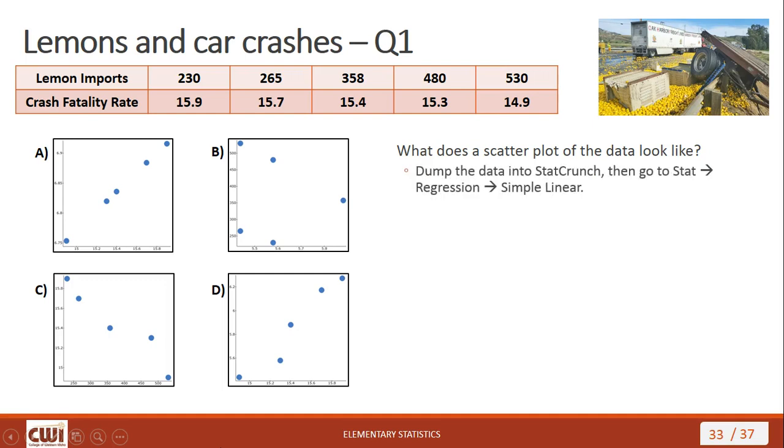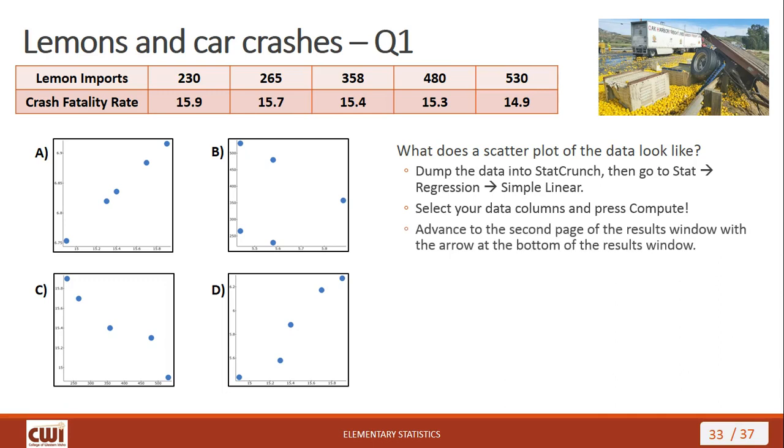So, again, dump the data into StatCrunch, look at Stat, Regression, Simple Linear. Then go to the second page there on your results window to get your scatter plot, once you select your data columns and press Compute, of course. So when you get to that second page of the results window, by using the arrow at the bottom, you're going to see that answer option C is the one that we're looking for.